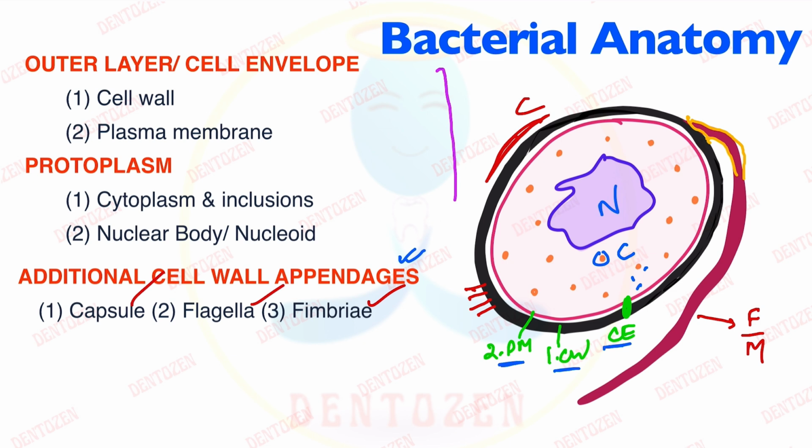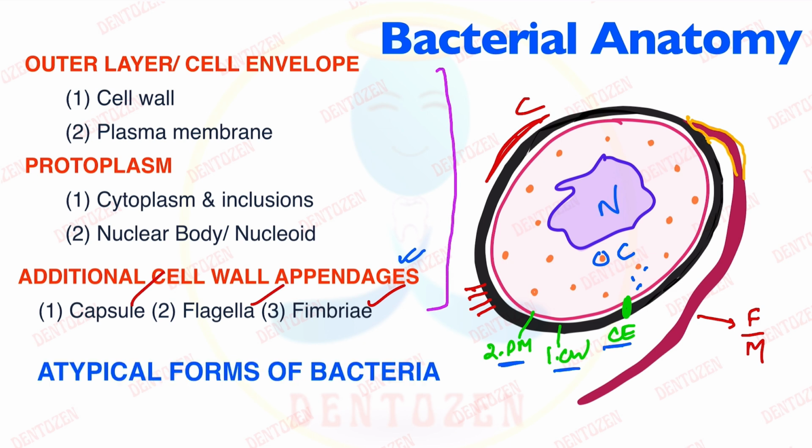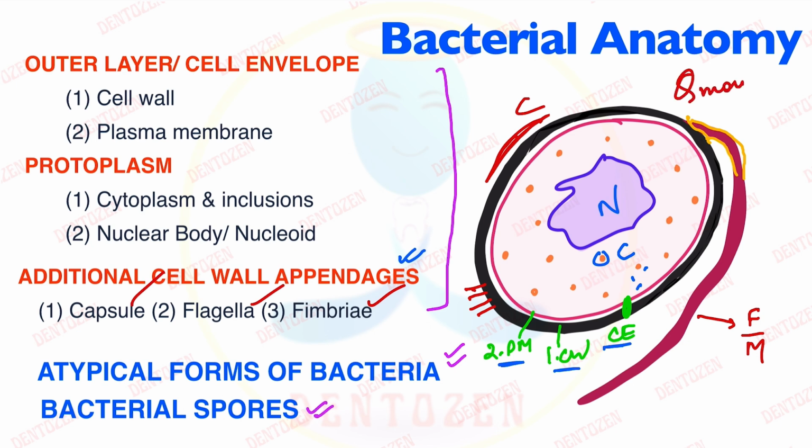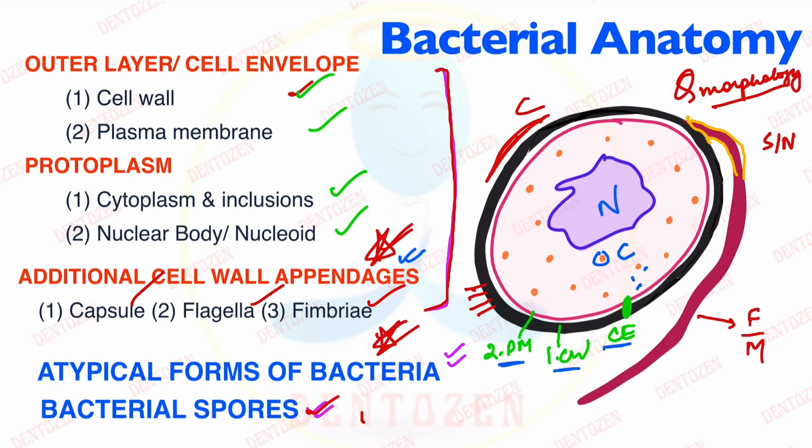But sometimes we can see atypical forms of bacteria which do not look like a normal cell, and sometimes these bacteria can also form spores. So your long question from this topic can be to describe the morphology of bacteria in detail along with a note on the appendages. So then you have to describe everything. But then you can get so many short notes from this topic, for example on cell wall, on appendages, atypical forms and bacterial spores. So we will today discuss the cell wall, cell membrane, cytoplasmic inclusions, nucleoid, and the remaining topics, that is cell wall appendages, then atypical forms, and spores will take up in separate videos as they can be separate questions. So let's start with the cell wall.